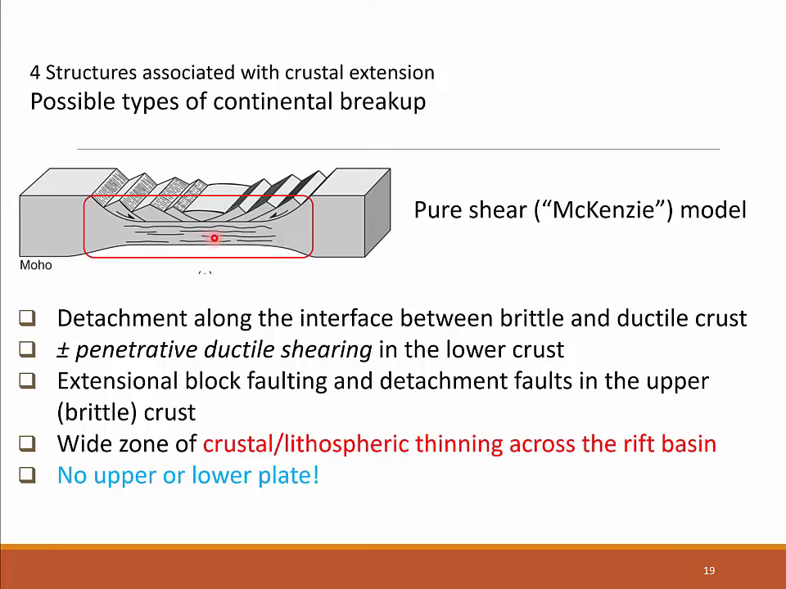Correlating with the lateral extension, the deformation in the lower crust might be more or less penetrative. An important feature of the pure shear McKenzie model is that any rift-related volcanism will be found somewhere in the rift basin itself, and we will see in a moment this is different for simple shear dominated models like the Wernicke model.